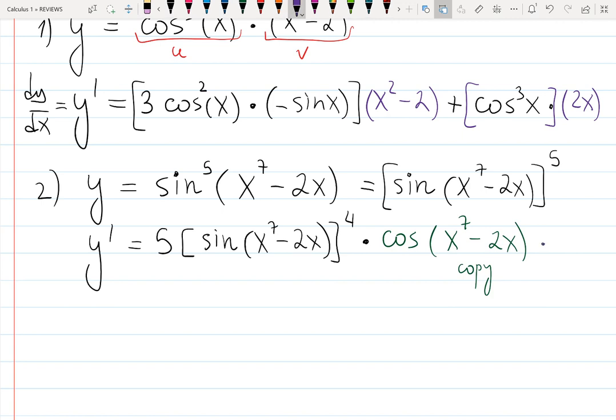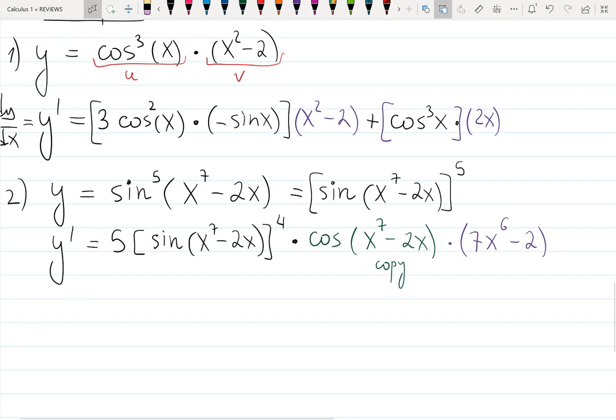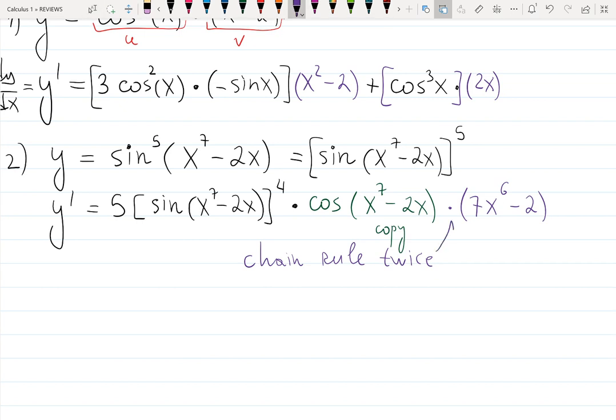What is the inside function? X to the 7 minus 2x, which is 7x to the 6 minus 2. That's chain rule twice. Chain rule twice. Basically, to illustrate the situation, I can explain it to you using Russian dolls.